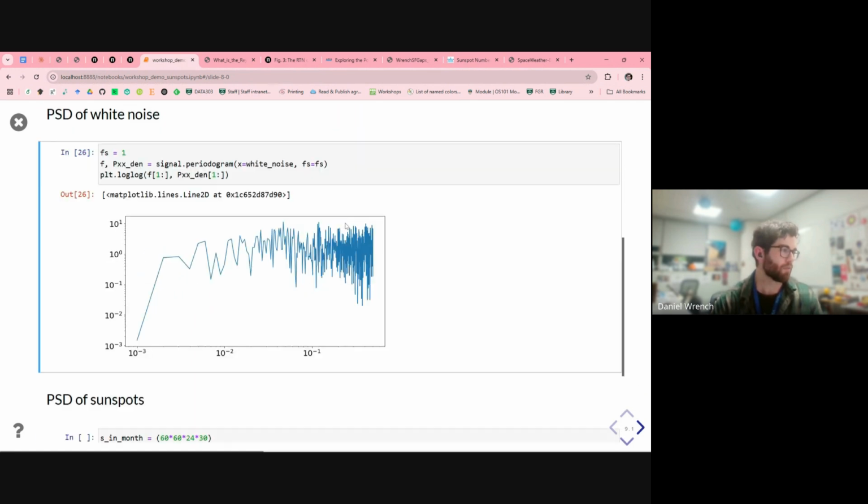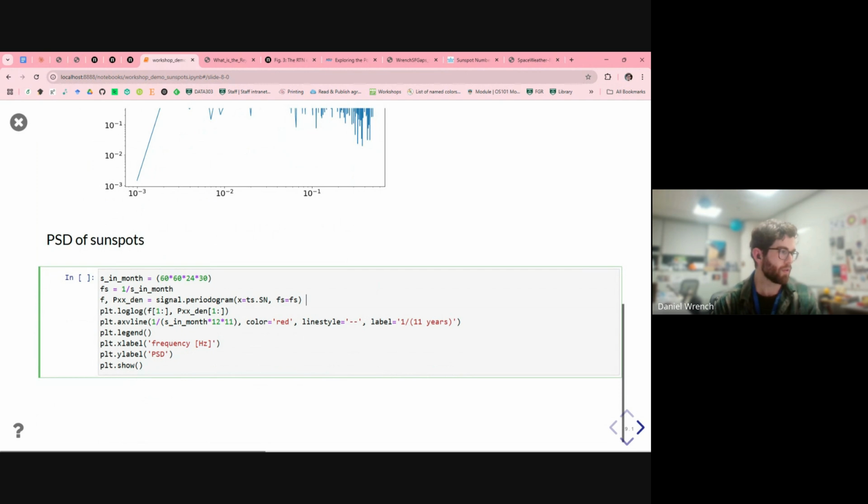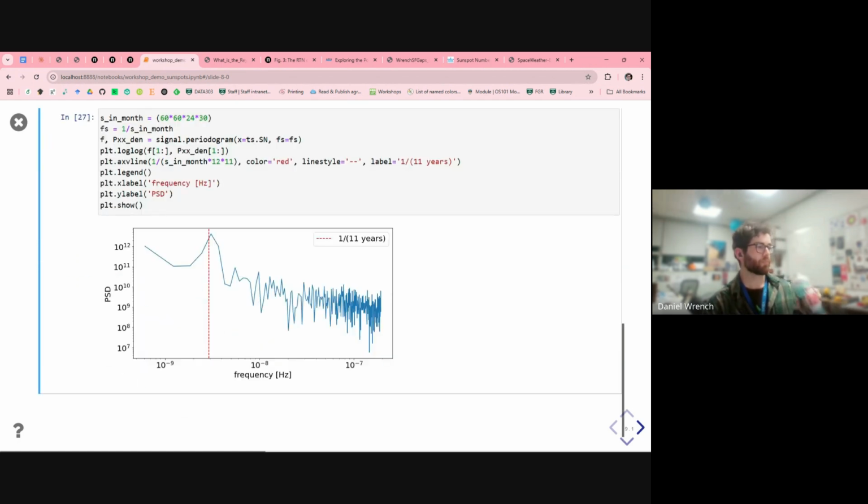And then if we run it for our sunspot data, you have to specify the frequency of your measurements. So I'm just converting from months to seconds for that, and taking 1 over to get it in hertz. Once we do that, we can see our peak at a frequency corresponding to just about 11 years. So nice to highlight that dominant periodicity.